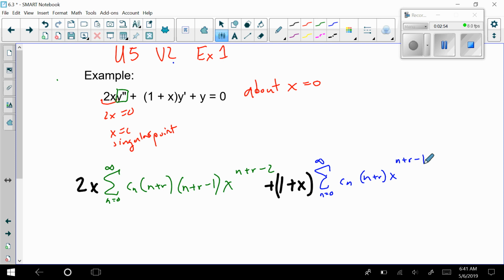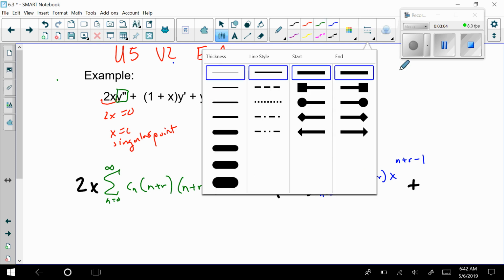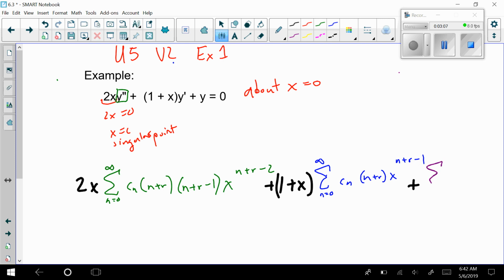Hopefully this is all coming together well for you. And then I have plus, and it's just a y here, so I just do my original, which was the summation n equals 0 to infinity c sub n x to the n plus r. And of course, this whole thing equals 0. So you can see the black part I tried to keep straight so you can understand where I'm getting this equation and where it falls into play.